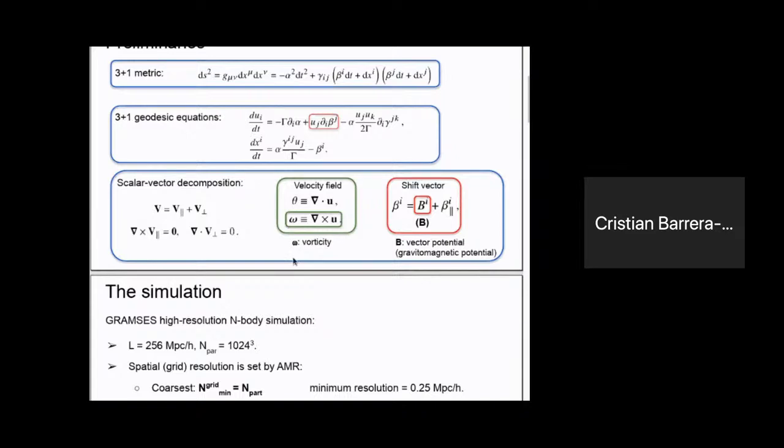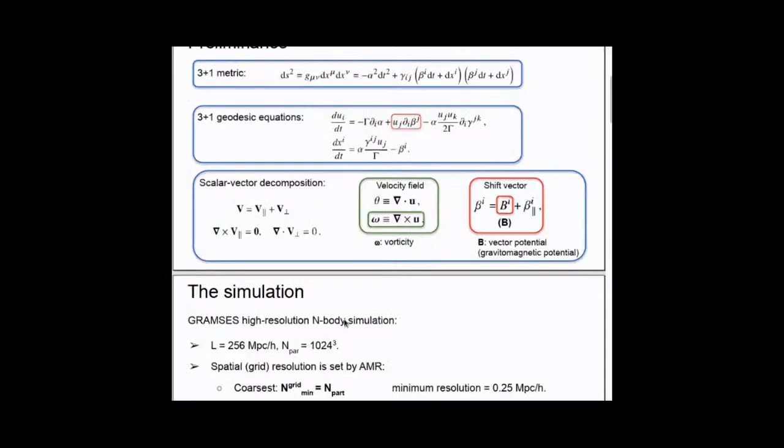Since we need to isolate vector modes, I use the typical scalar-vector decomposition. If I have a three vector, I can write this into a rotational part and a non-rotational part like this. So for the fields of interest here, velocity and the shift vector: for the velocity field, I'm looking at the vorticity, which is the rotational part of the velocity field. In the case of the shift vector, you can also decompose this into a scalar and a vector component. I'm always interested in the vector piece of the shift vector, which is what we call vector potential or gravitomagnetic potential.